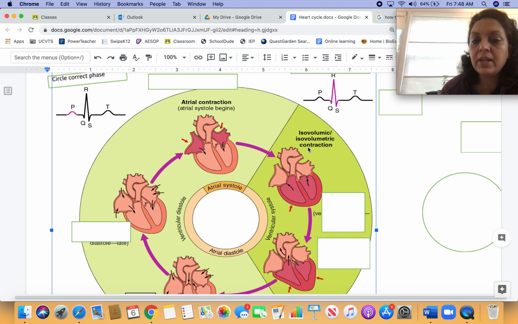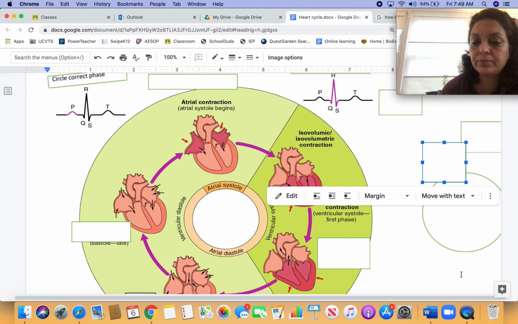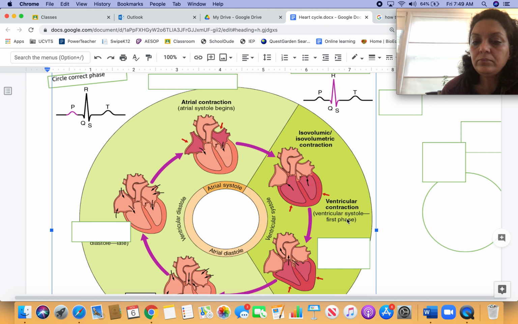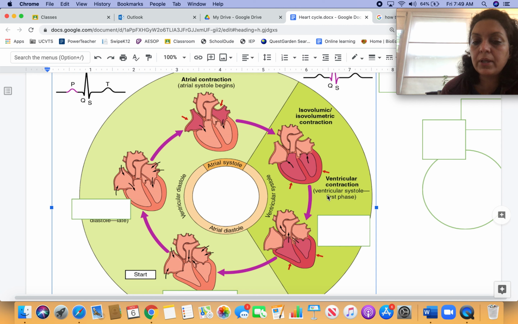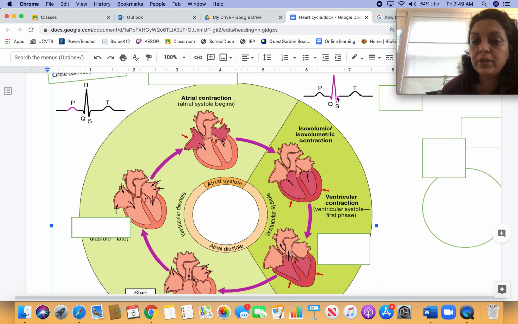At the first part of the ventricular contraction, notice it's a closed chamber. There is no blood flowing out, just the pressure is building. So it is called isovolumic or isovolumetric contraction, meaning volume not changing. Okay, so ventricular systole, first phase, no change, just the pressure is building. So we are right at this point now in the ECG.